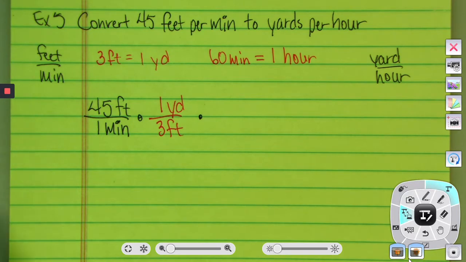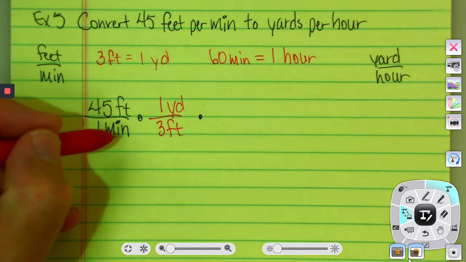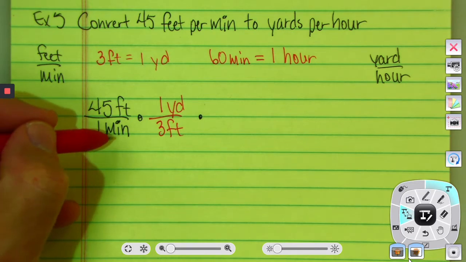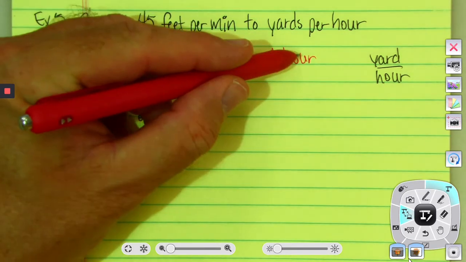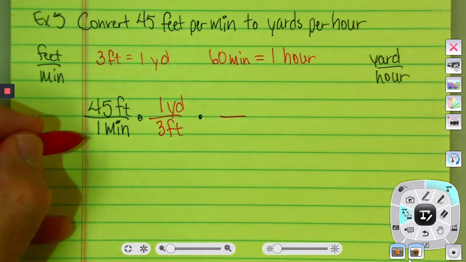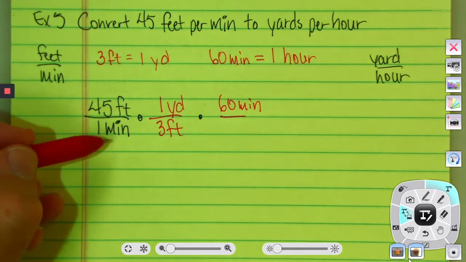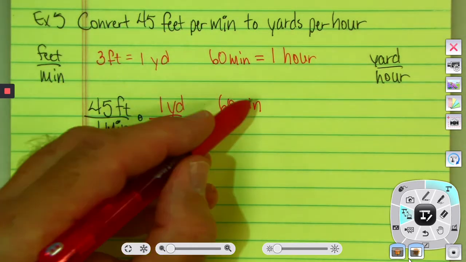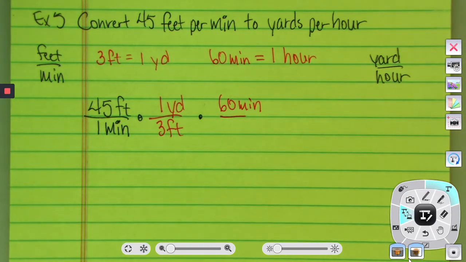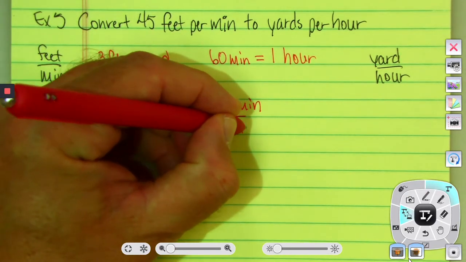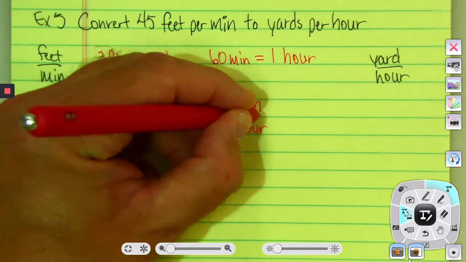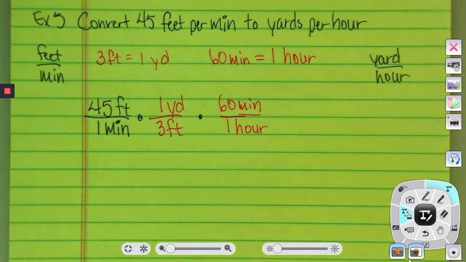Now this is where it's a little different from what we looked at yesterday. We're trying to go from minutes to hours, and so I need to cancel out now the minutes that's in the denominator. The way I'm going to do that is use this conversion factor of 60 minutes equals 1 hour, but now I'm going to put the minutes in the numerator instead of the denominator because I want this minute to cancel with that minute. But as long as I know what I'm doing and I'm trying just to cancel units, then I can flip that conversion factor over however I need to.